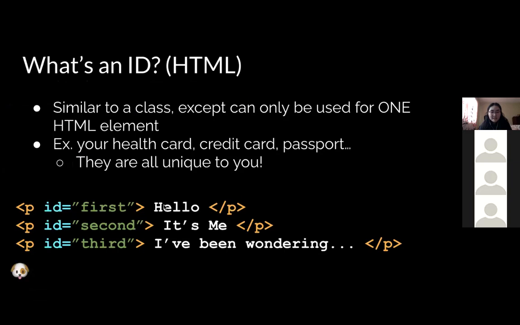Next, we have ID selectors, and they're similar to a class, but only one can be used for an HTML element. For example, your health card, credit card, passport. I don't think you should put that information on your website, but they're all unique to you. That's the point. So we have ID first, ID second, ID third. This is the first line, the second line, and third line, and they're all unique to those elements.